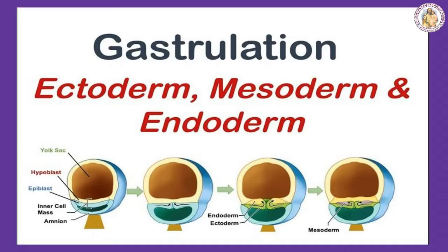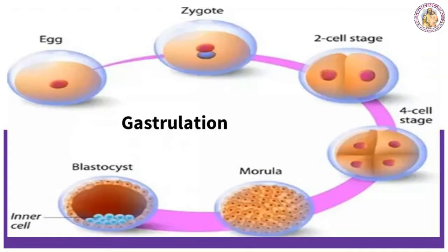Next is gastrulation. The blastula is transformed into a gastrula with the formation of the primary germ layers, that is ectoderm, mesoderm and endoderm, by rearrangement of the cells. This is called gastrulation. It takes place during the process of implantation.